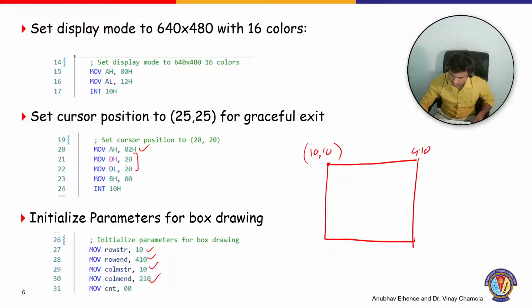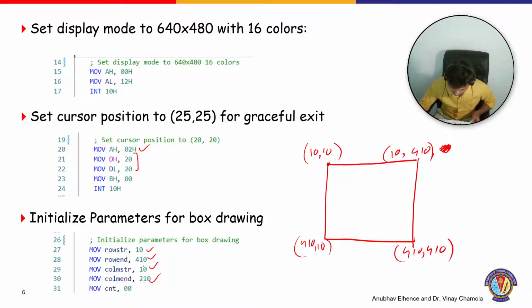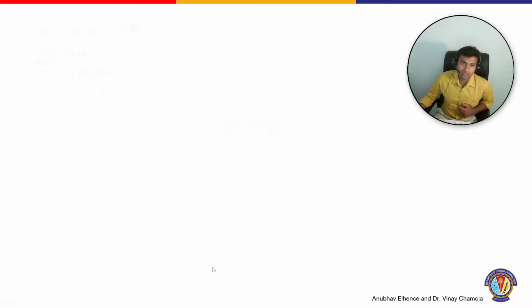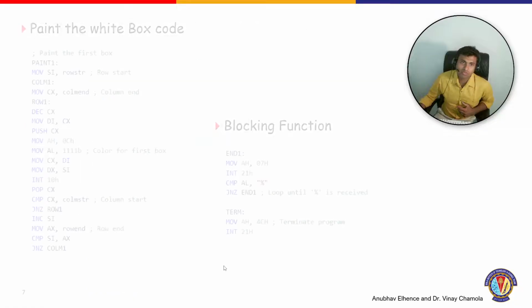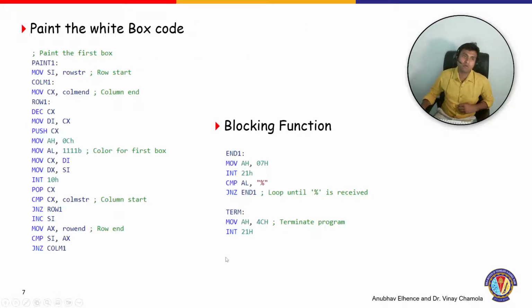10 comma 410. Then this is 410 comma 10, in row comma column format, and this is 410 comma 410. Okay, so here also I've made a mistake, so it should be 410. While doing the screenshot, I was trying something else. And the count, you can ignore this as of now, it's not that important. So just for painting the white box, this is the code which we'll be using.